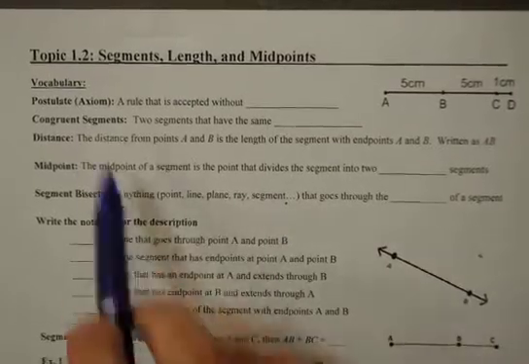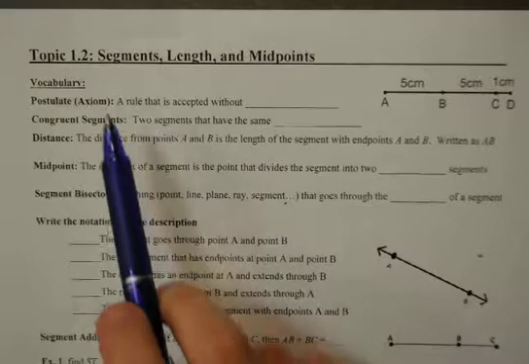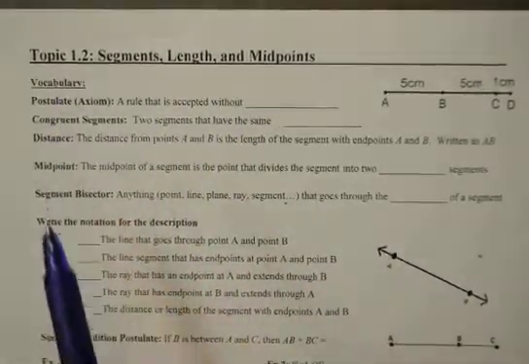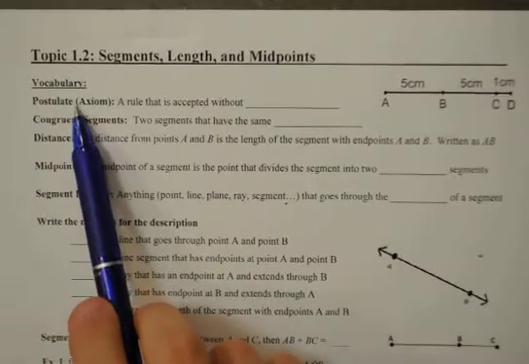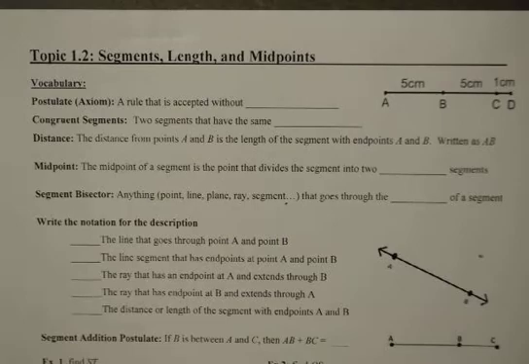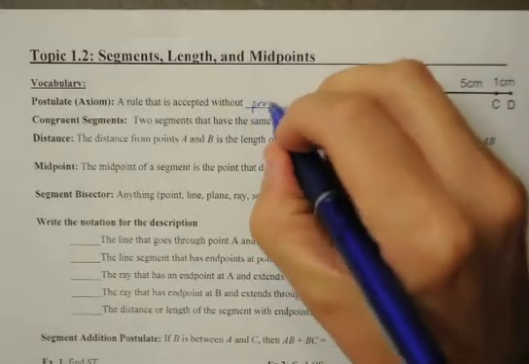Hello and welcome to the topic 1.2 notes: segments, lengths, and midpoints. Here we go. A couple of vocabulary words. First thing is a postulate, also known as an axiom, and it's something that's accepted without proof.